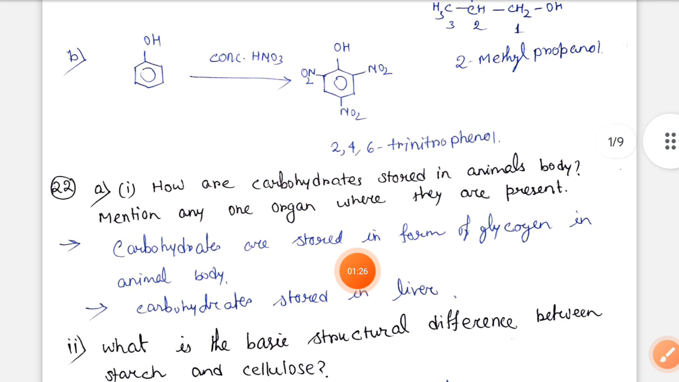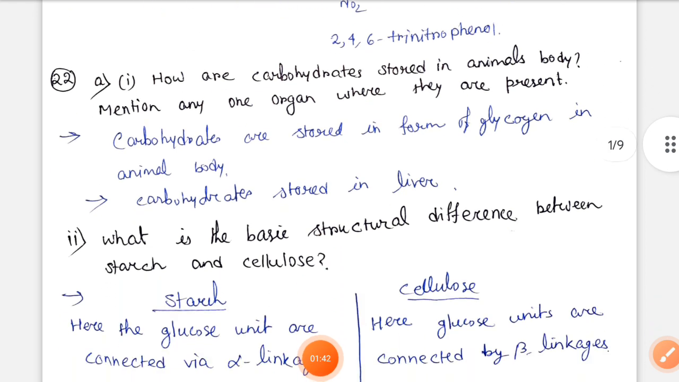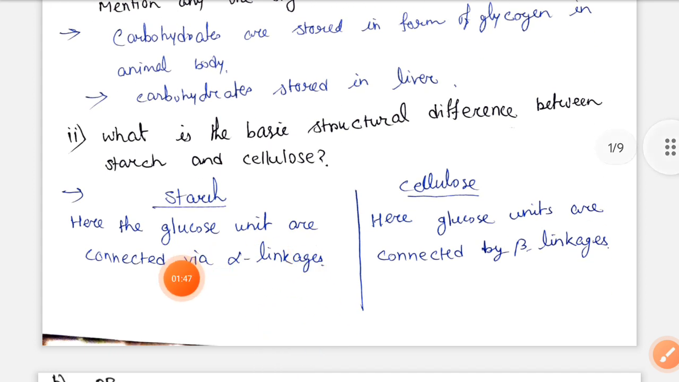Okay, next question 22. How are carbohydrates stored in the animal body? Mention any one organ where they are present. Carbohydrates are stored in the body as glycogen and they are stored in liver, muscle, etc. What is the basic structural difference between starch and cellulose? In starch, glucose units are connected via alpha linkage, but in cellulose they are connected via beta linkage.